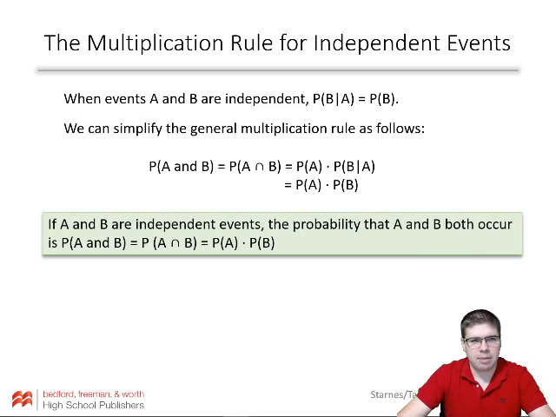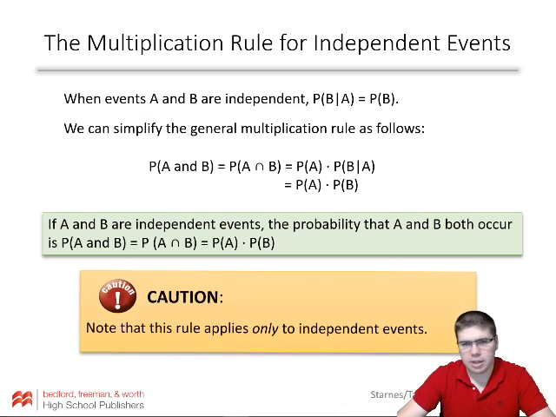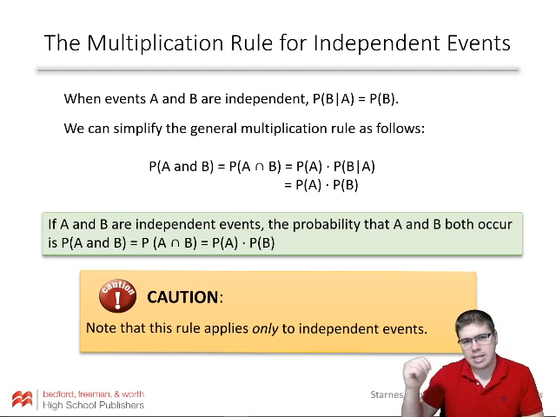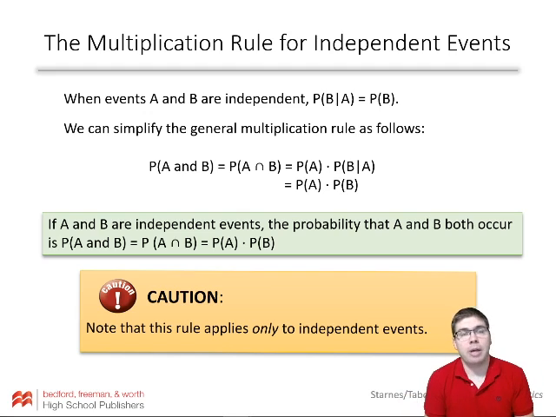So if A and B are independent events, then the probability that A and B both occur is the probability of A times the probability of B. But that only applies when you're dealing with independent events. For instance, if I want to know the probability that I flip a coin and get heads and then roll a die and get a 6, I could multiply those two probabilities. If I flip the coin, it's a 50-50 chance, so 1/2, and then I roll the die, it's 1/6.